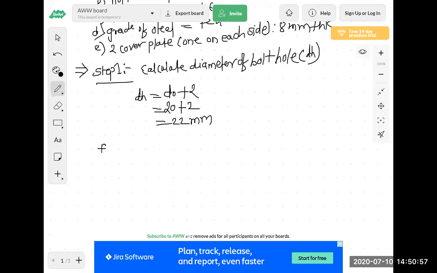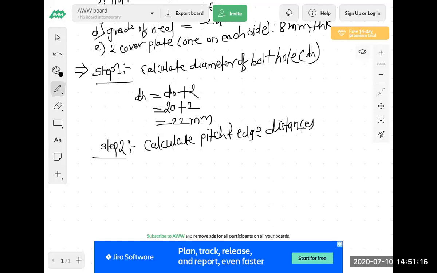Now step 2. Calculate pitch and edge distances. So how to calculate pitch distance? P is equal to 2.5 into D naught. D naught is 20 mm, so 2.5 into 20 is 50 mm.